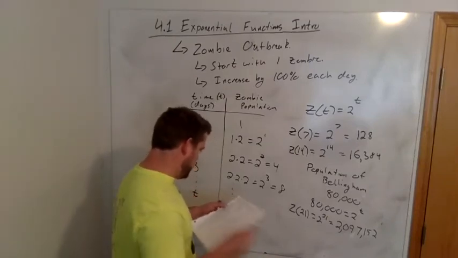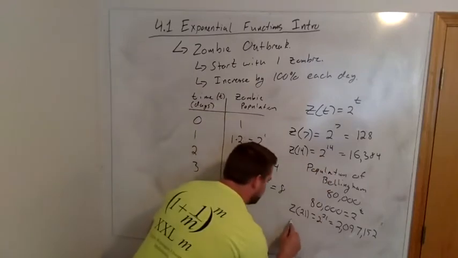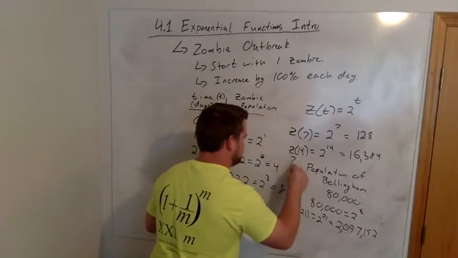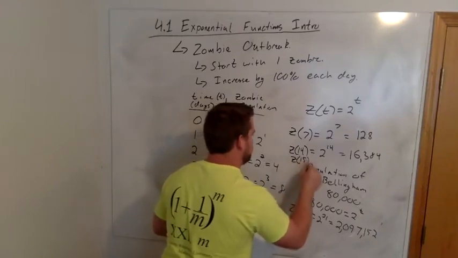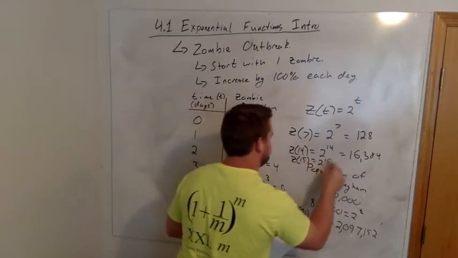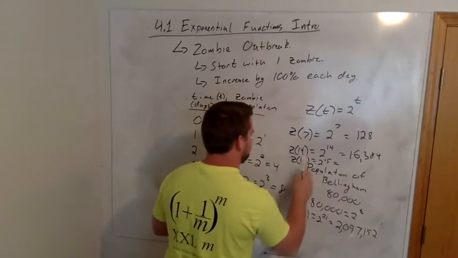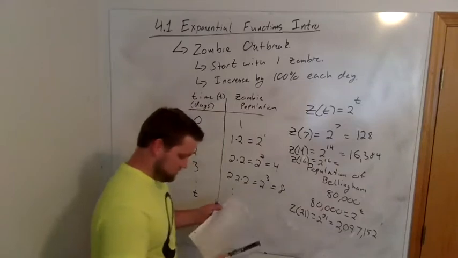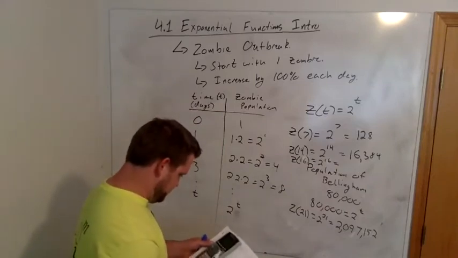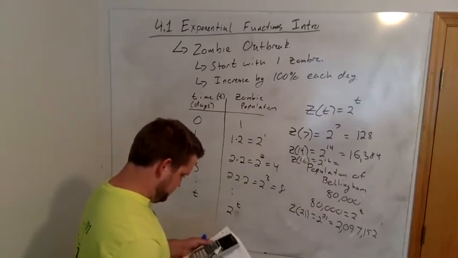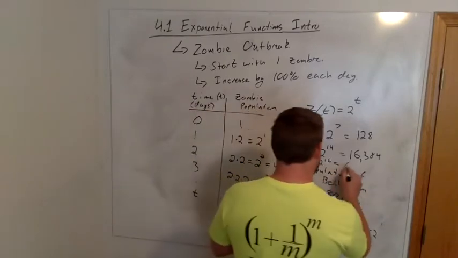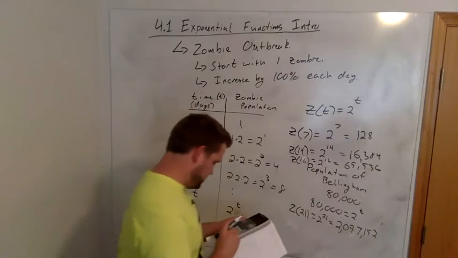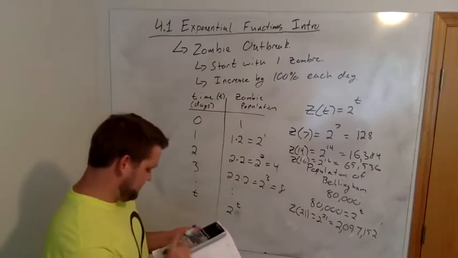Okay. When we did 14, how about after 15 days? So 2 to the 15th. Or let's do 2 to the 16th. What happens after 16 days? So we get 2 to the 16th, which is 65,536. How about we do 2 to the 17th?